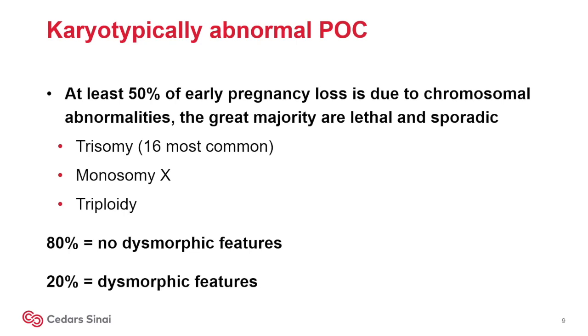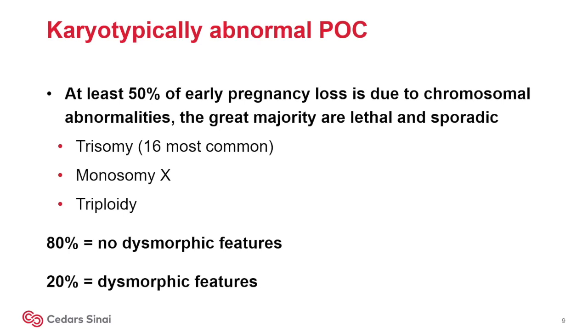Amongst the chromosomal abnormalities, trisomy 16 is the most common and it's lethal. The second one is monosomy X, that is often lethal, but sometimes, as we know, with Turner syndrome, some patients are born alive and actually go into adulthood, and a lot of those are mosaics. And then triploid pregnancies, we're going to discuss more about triploid pregnancies later on when we discuss molar pregnancies.